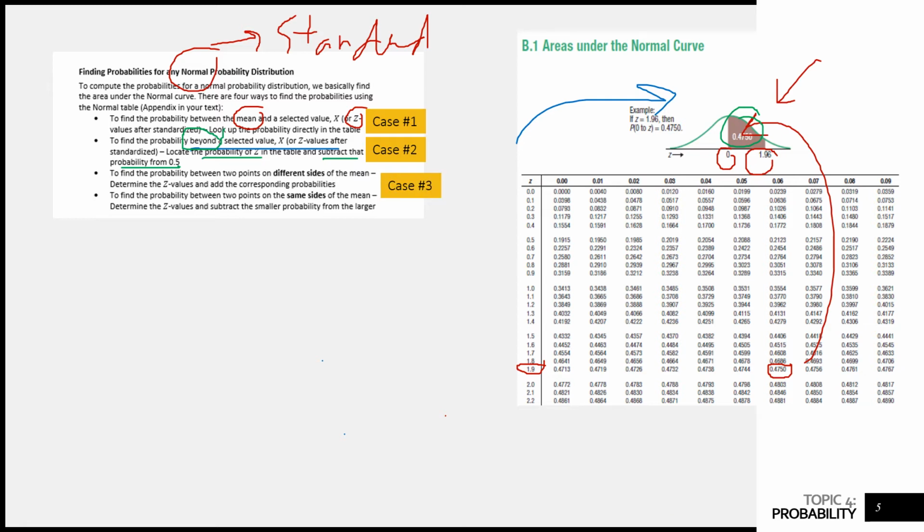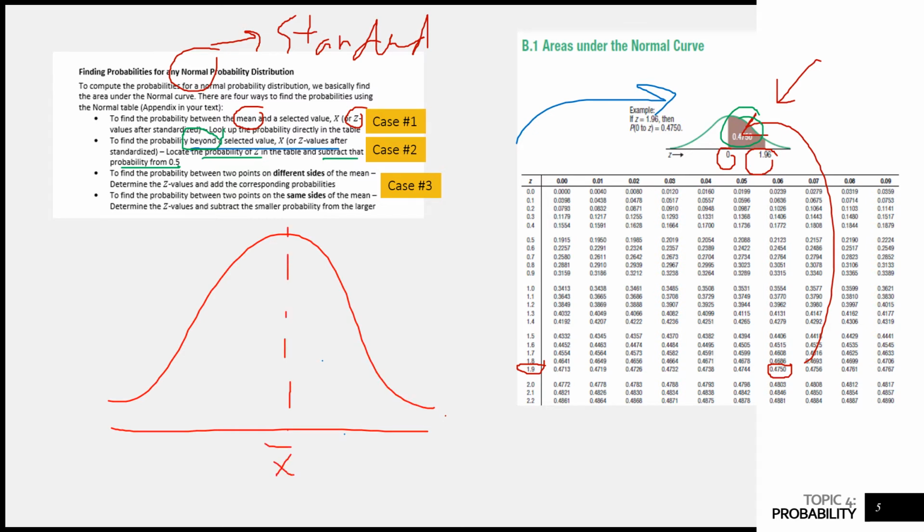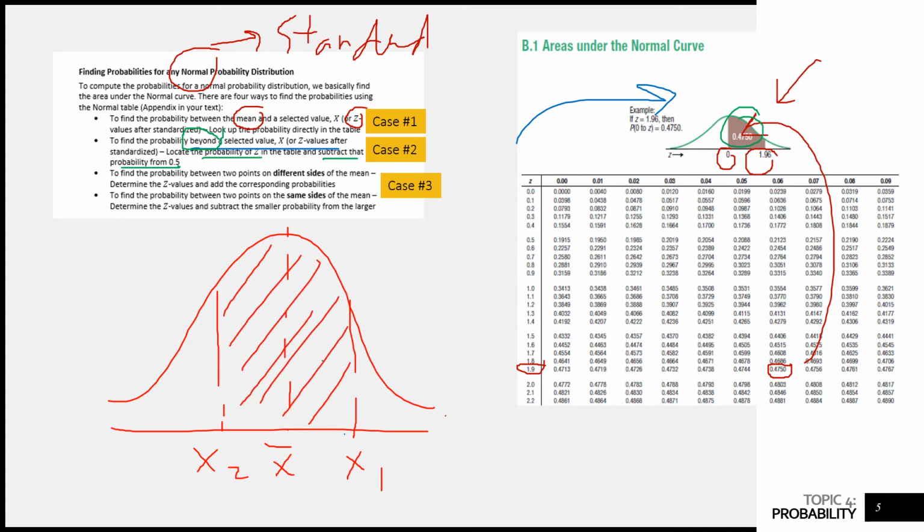For case 3, you need to find the probability between 2 points on different sides of the mean. Let's sketch. Here we have the normal probability distribution. Here's your x bar. Here's x1 and here is x2. Now you want this area. Do you understand what I'm drawing here? I'm drawing case 3, to find the probability between 2 points on different sides of the mean. Remember, x bar is your mean. x1 is to the right of the mean. x2 is to the left of the mean. So you've got two values of x which are on different sides of the mean.